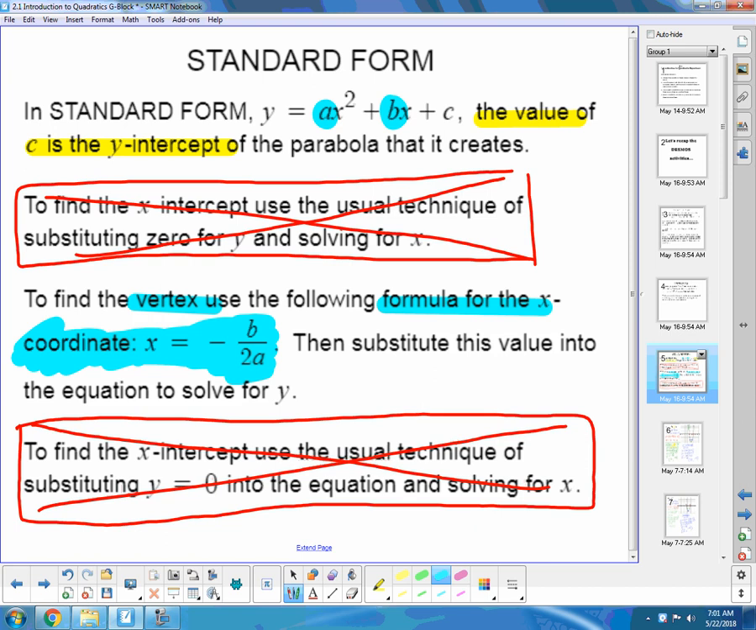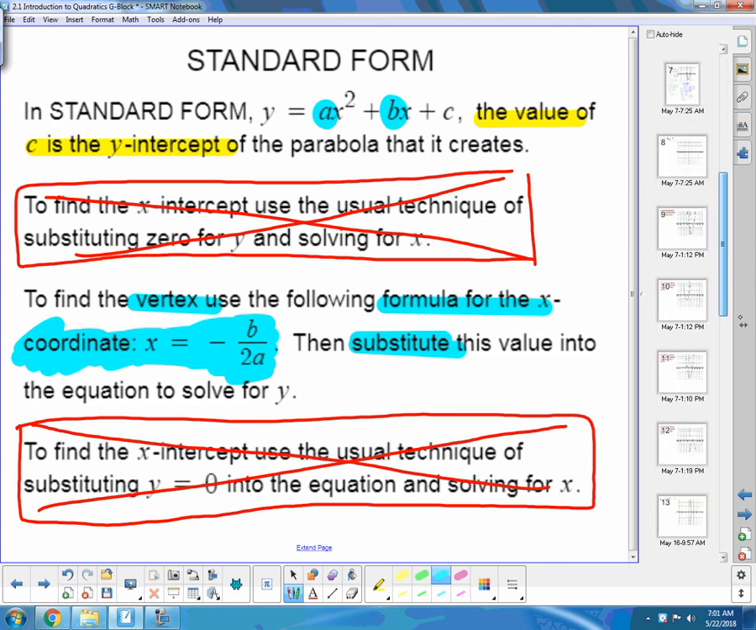Then, as we discussed the other day, whenever you have half of a point, one of the coordinates, you use substitution into the equation to find the other piece. So we're going to walk through a couple of examples on how to create the parabola from standard form. You might want to keep this sheet handy to refer to as needed. You might want to pause and so on and so forth.